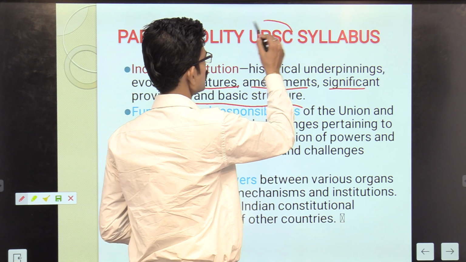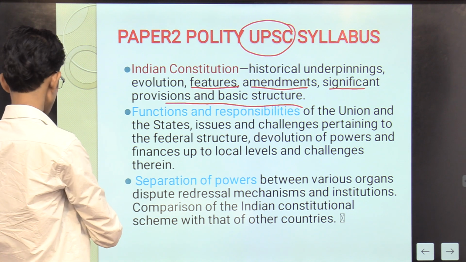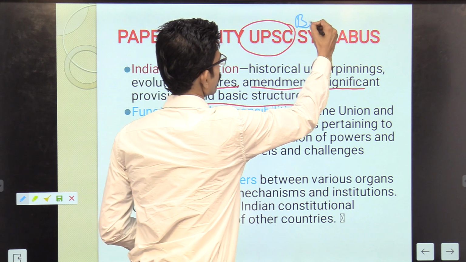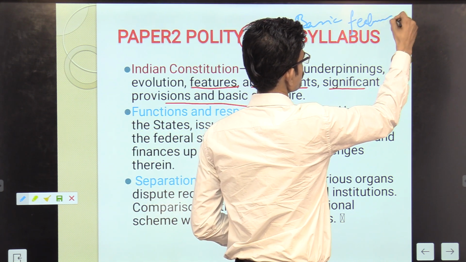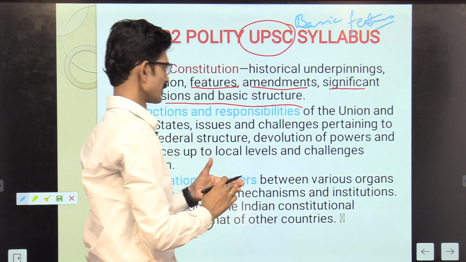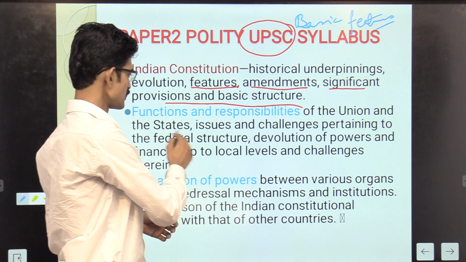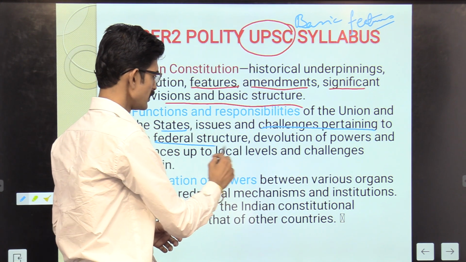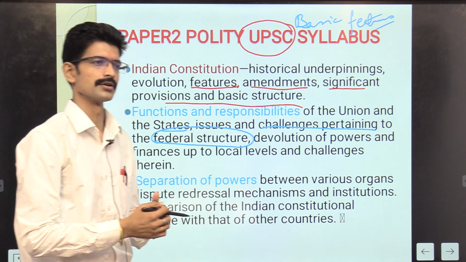UPSC frequently asks what the basic features of the Indian Constitution are. UPSC अक्सर basic features पूछती है friends. So that again makes you look at the functions and responsibilities of the Union and the states, and the issues and challenges pertaining to the federal structure. What are the federal features of the Indian Constitution?